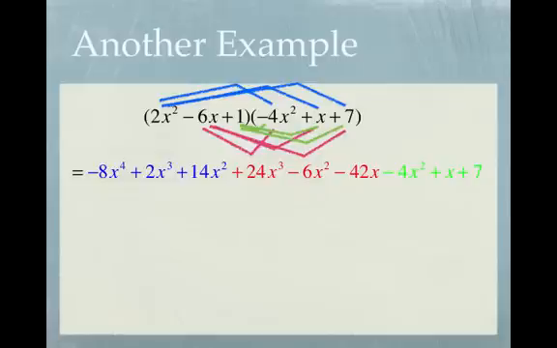But once we have this, we want to combine the like terms. So some of them have like terms, some of them do not, like the 8x to the 4th. There are no other x to the 4th to combine it with. But for the 2x cubed, there is another x cubed. So once you combine everything, this is what your answer will look like. Negative 8x to the 4th plus 26x cubed plus 4x squared minus 41x plus 7.